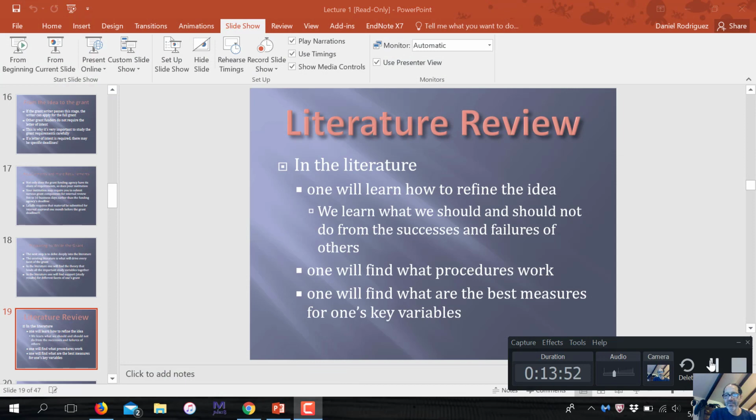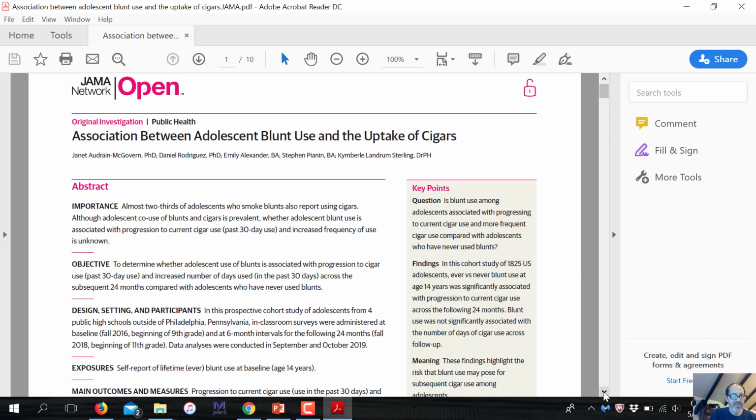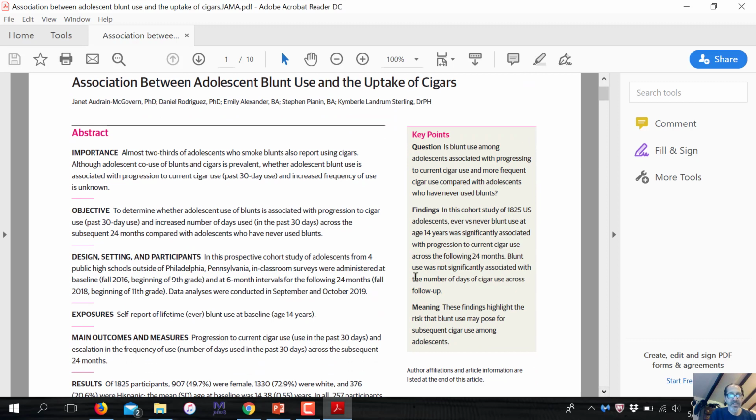I'm going to pause this for a second. I paused because I just wanted to get an article to show you what I'm talking about here. So here's an article, An Association Between Adolescent Blunt Use and the Uptake of Cigars. This is an article that I was involved in as a statistician. So I can just read through the abstract and get the main idea.